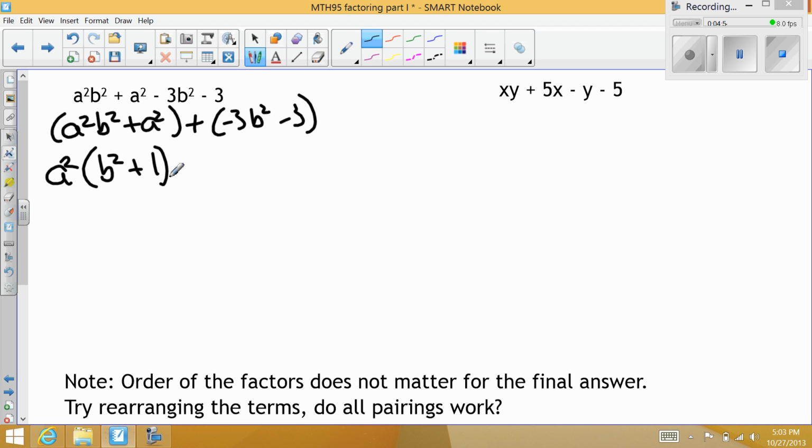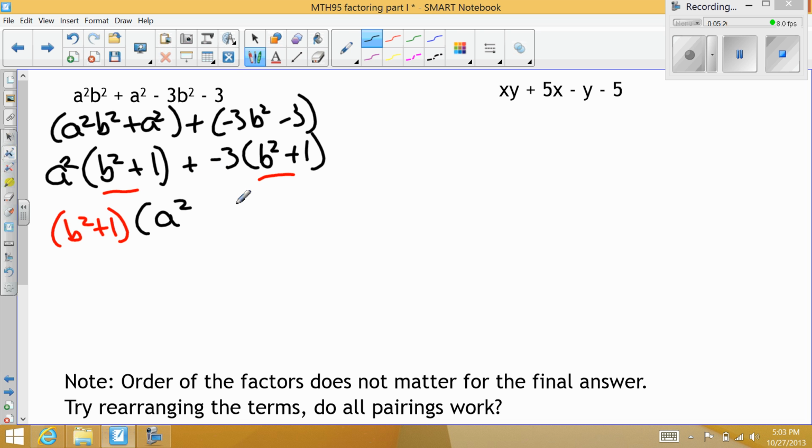Taking a look at the next pair, I've got a negative 3 common. So factor out the negative 3. Negative 3 times b squared is negative 3b squared, and negative 3 times positive 1 is negative 3. And now you can see that we do have the common factor, the b squared plus 1. I can undistribute that out, and that leaves behind the a squared plus negative 3, or a squared subtract 3, which looks a little nicer.